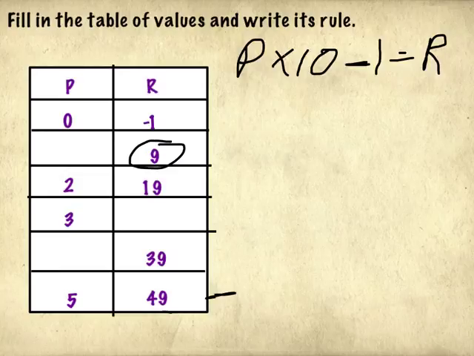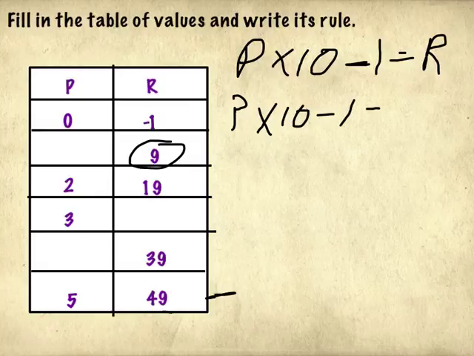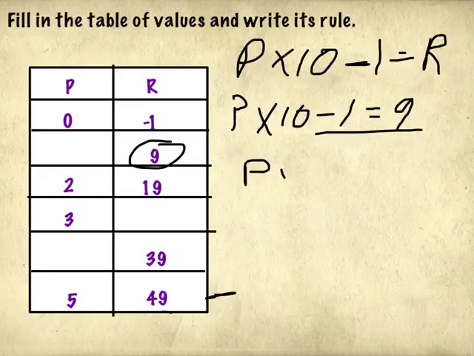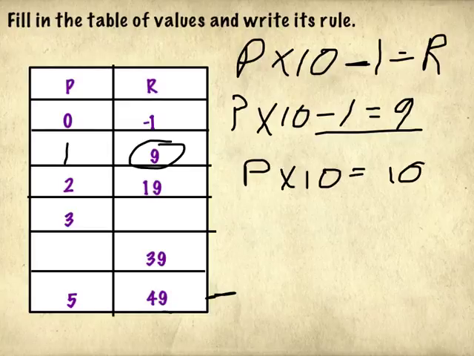So down here I've got a 9 for r. So I'll have p times 10 minus 1 equals 9. So looking at this, I know that it's going to be p times 10 equals 10, because if I take away 1 from 10, that would give me 9, which means that p times 10, what times 10 equals 10? 1 times 10 equals 10.